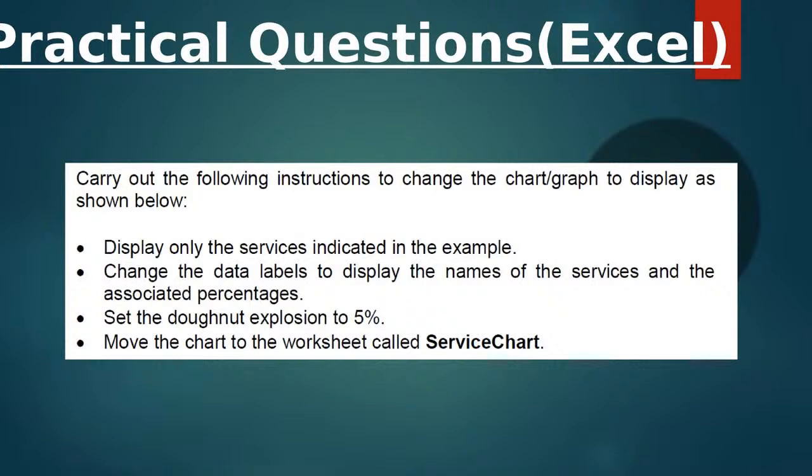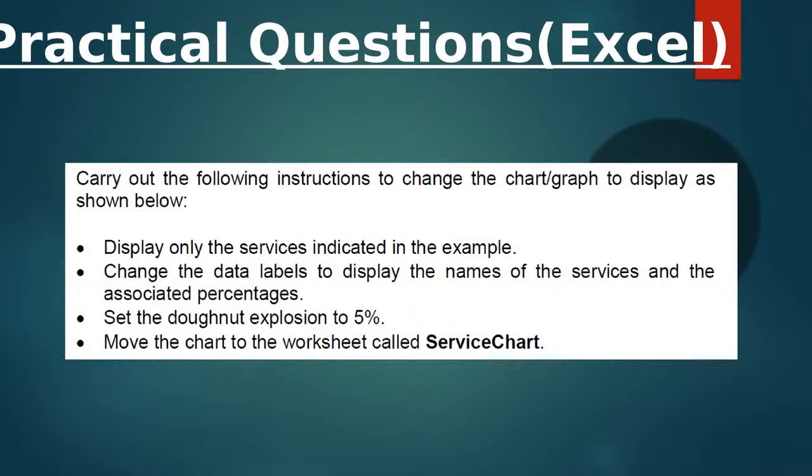Right, next thing. Carry out the following instructions to change the chart to display as shown below. So we take this step by step. First one, display only the services indicated in the example. So you have a look at what's in your practical paper, and then you make sure that only those items are displayed. Okay, that's fine. Once you've done that, save it. Remember, do whatever you need to, then save it, and then move forward.